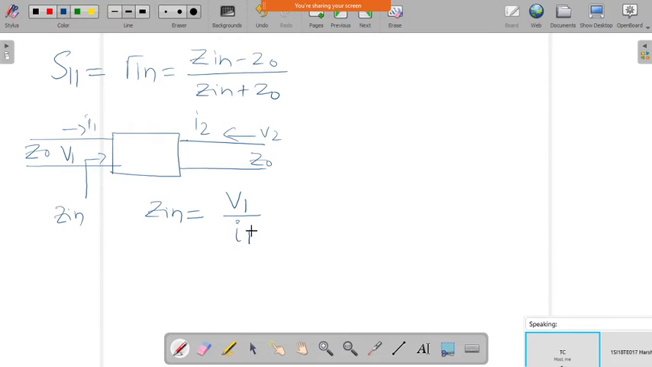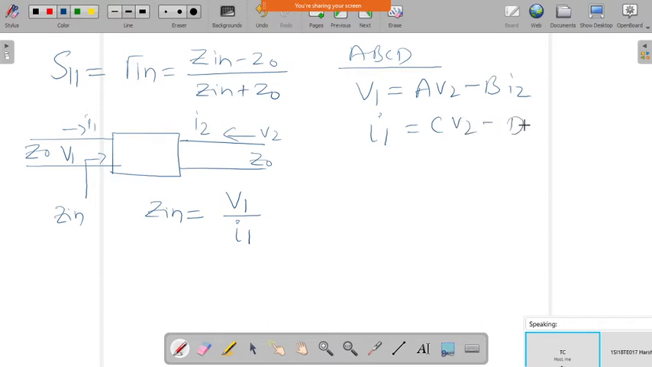And we already know the equations for the ABCD parameters. That is V1 equal to A V2 minus B I2, and similarly I1 equal to C V2 minus D I2. So now we can substitute V1 and I1, obtained from the ABCD parameters, into the Zin expression to get the value of Zin.